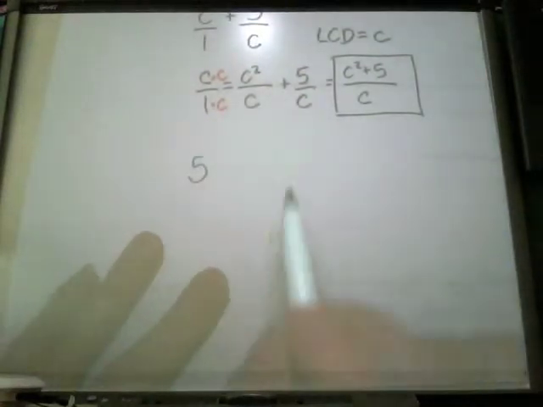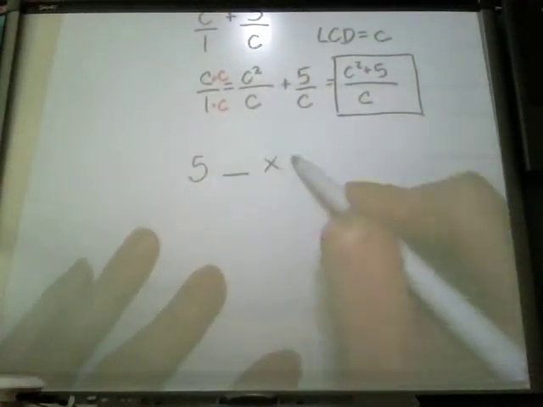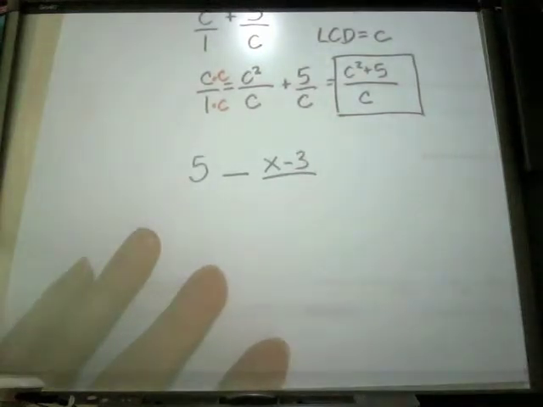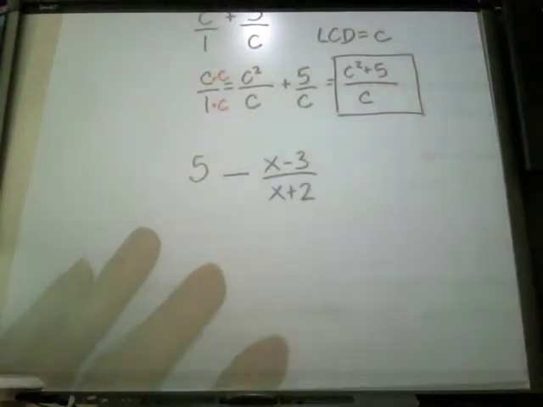5. Now we'll do a minus one. X minus 3 over x plus 2.